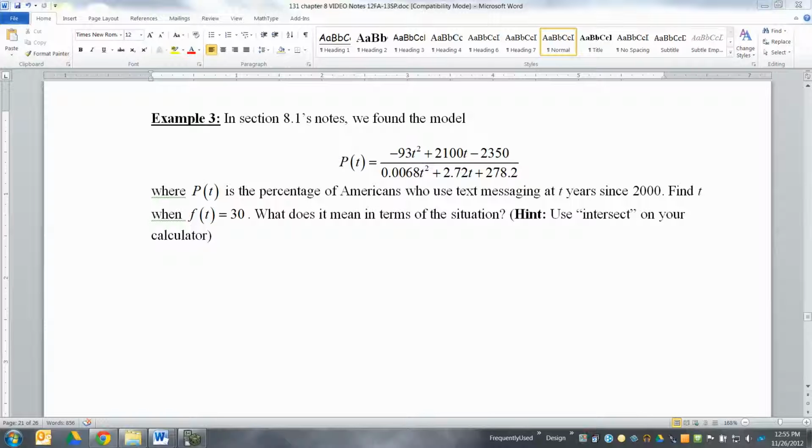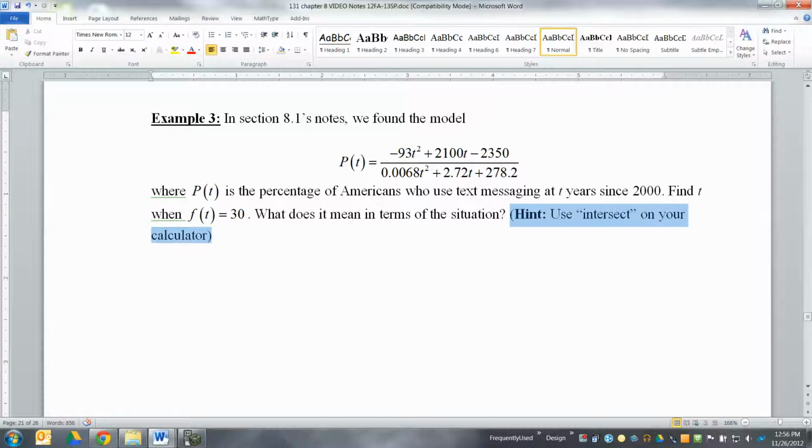If you recall from section 8.1, we found this particular model for the percentage of Americans who are text messaging. We actually multiplied it by 100 at the end, but what we did in this problem was we just took the 100 and multiplied it by each of those numbers in the numerator. So this is the correct model that we found from section 8.1. And this was the percent that are text messaging at t years since 2000. We're supposed to find t when f of t equals 30, and what does it mean?